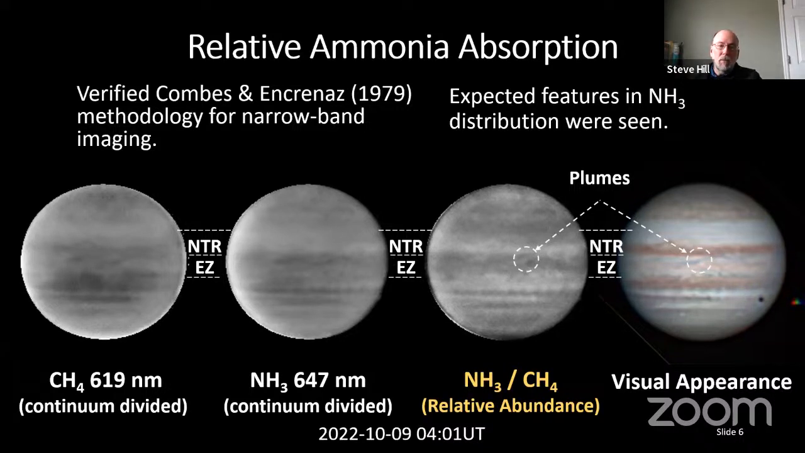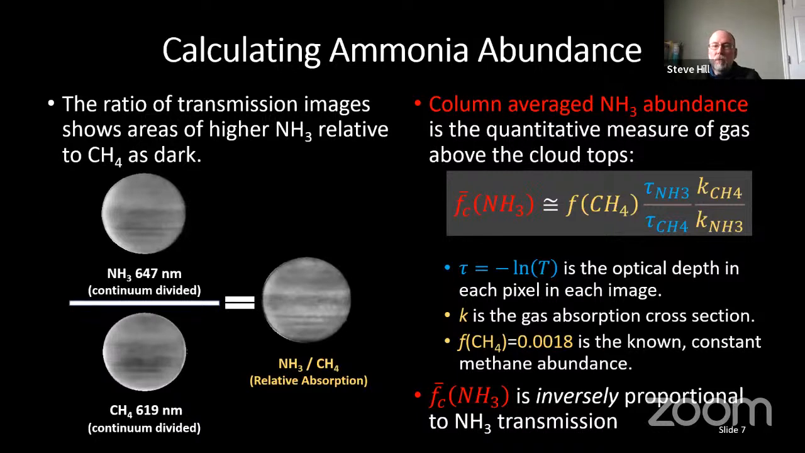And note that the way this is presented, this is just the ratio of the images, and so we are still seeing enhanced ammonia relative to methane as dark. And we'll be switching that up when we look a little bit later. So the ratio of the transmissions shows us where ammonia abundance is high or low relative to methane.